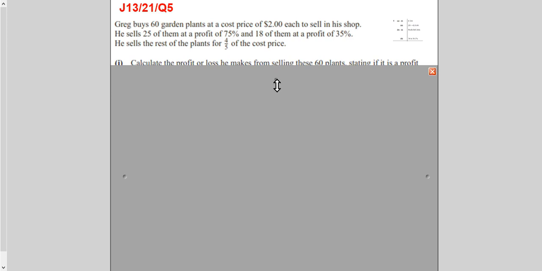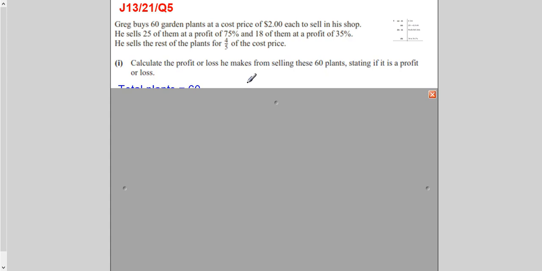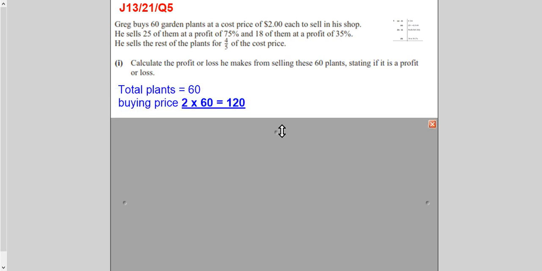Okay. So first of all, we'll find out if he has a profit or a loss, because we don't know. He's just giving 2 profits and the remaining are sold at 4/5 of the cost price. So we have to find out about all 3 portions separately and then we will see was there a profit or not. Now when you are seeing profit or not, you have to see how much you have spent. So first of all, we will see how much he spent to buy 60 plants. The cost of each was $2. So altogether, he spent $120 to buy those plants.